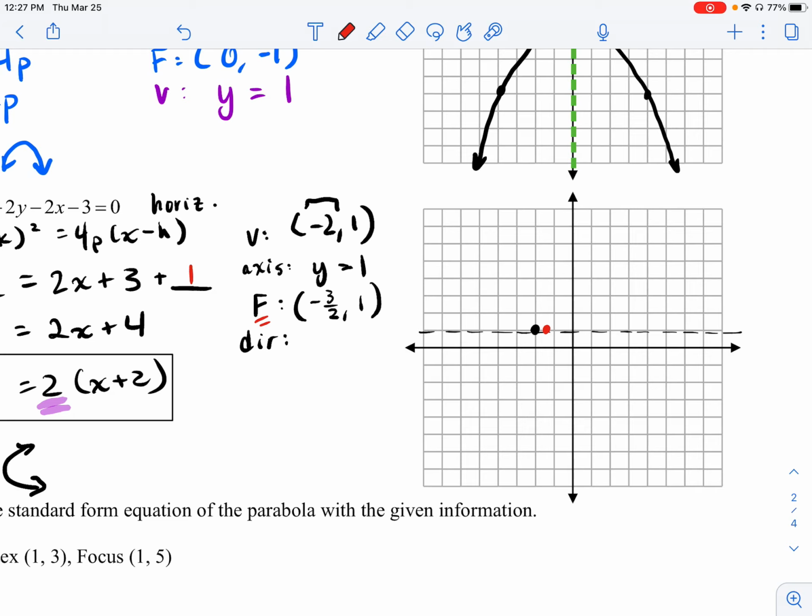My directrix would then be x = -5/2. So I'm going to draw a vertical line that goes like this. Again, draw these dotted because these are guiding lines. These aren't values of the function.